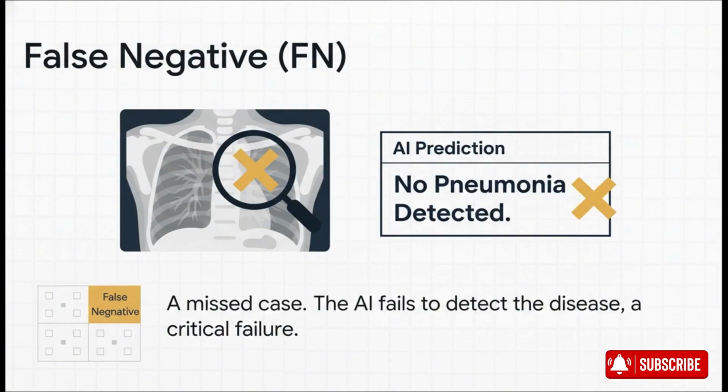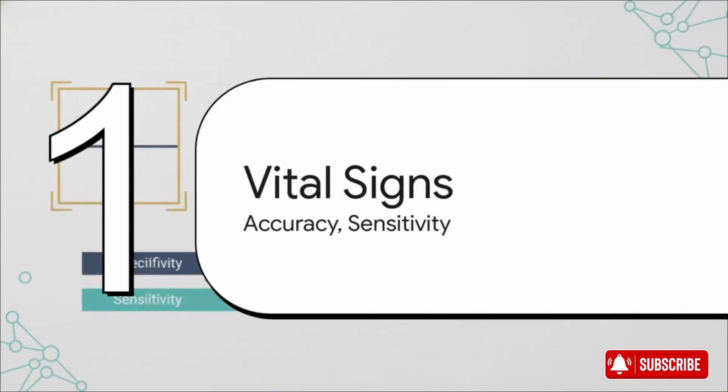This is a missed case. The patient really does have pneumonia, but the AI completely fails to detect it. For any diagnostic tool, this is a catastrophic failure. So, now that we've done our physical exam with the confusion matrix, we can start to calculate the model's vital signs. These are the core metrics: accuracy, sensitivity, and specificity, and they're going to give us a much, much clearer picture of the AI's overall health.